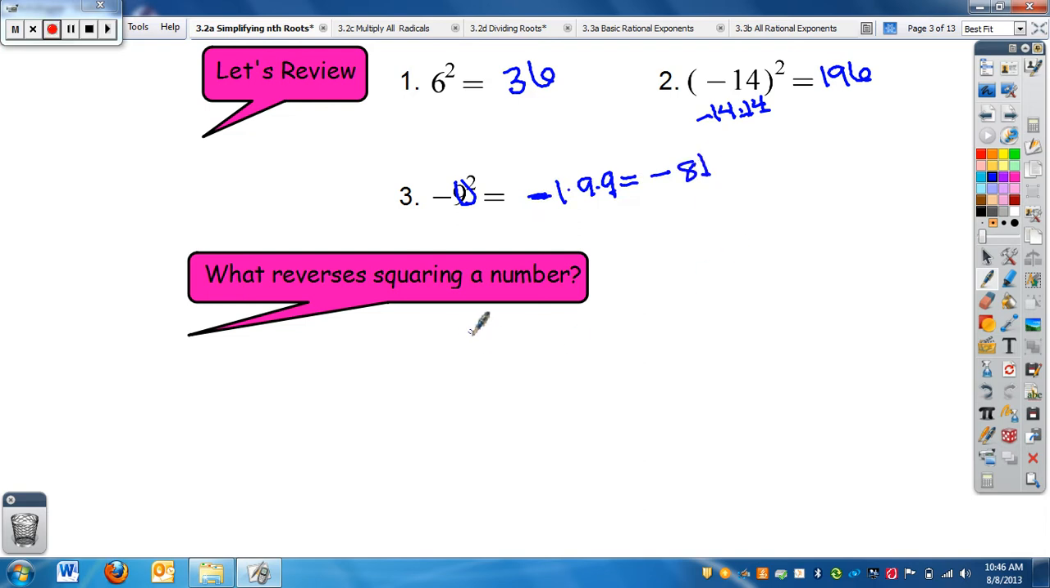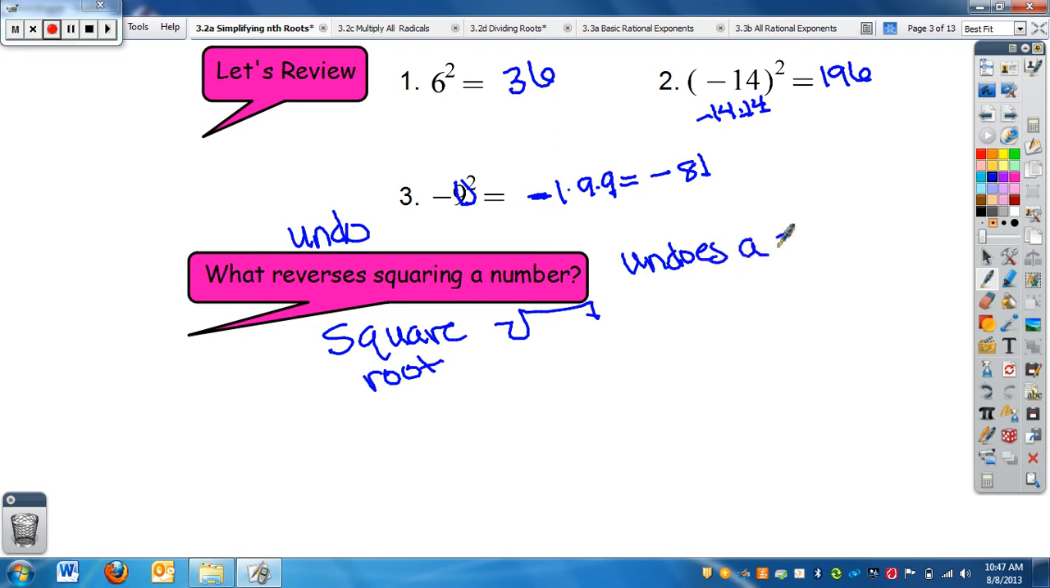So how can I undo this? How can I reverse squaring a number? So you're undoing. Well, that is where roots come into play. A root, and the most famous root you're probably familiar with is a square root, which looks like that. This undoes a square.